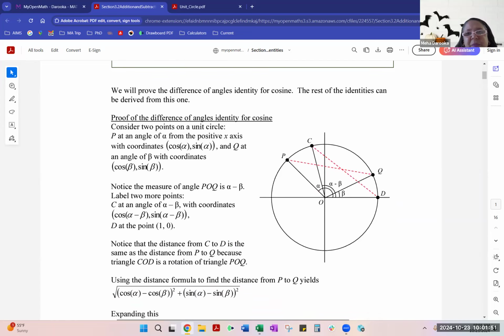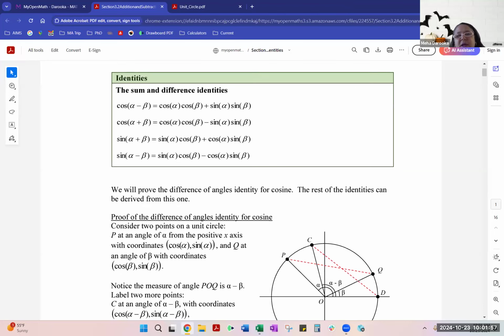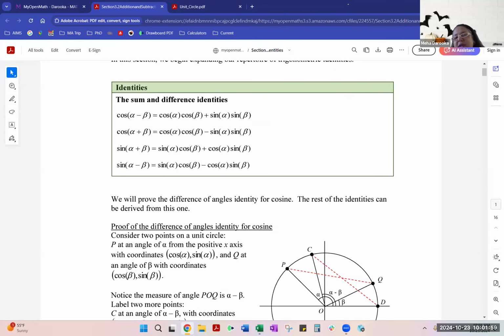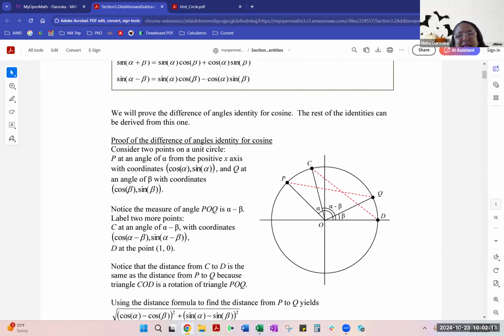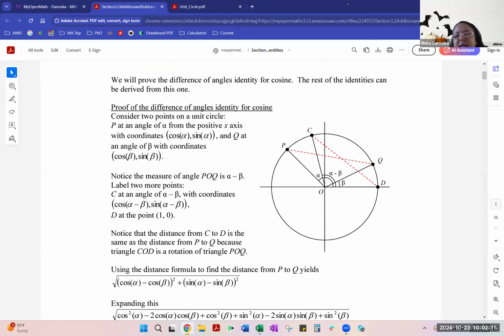So this first part is actually showing us why these identities work. Why would taking the sum or difference of two angles end up giving us, for cosine of alpha minus beta, cosine of A cosine of B plus sine of A sine of B? They're saying basically it can be proven that these identities do in fact work with each other.